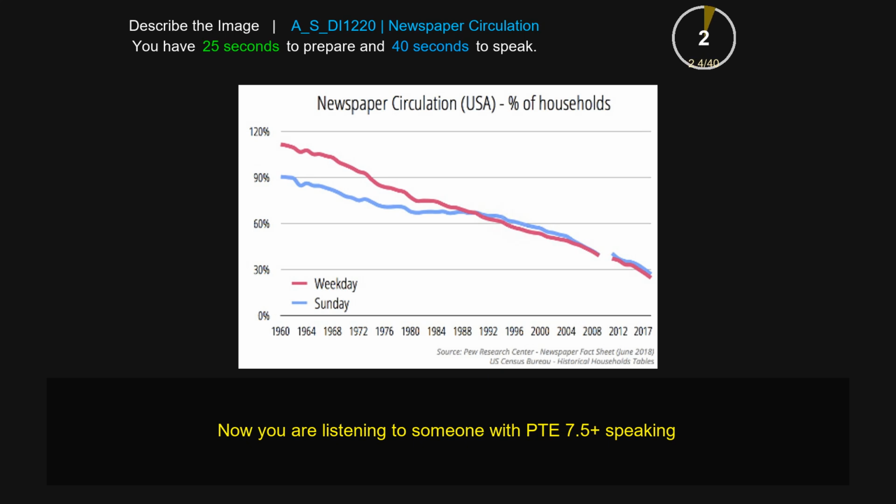The graph gives information about newspaper circulation in USA. Firstly, it indicates a percentage in the y-axis and the years in the x-axis. Furthermore, there are many elements such as 120, 90 and 60. The highest value is 120%, which is for 1960. The lowest value is 30%, which is for 2017. Moreover, there's a downward trend emerging in the graph. Overall, it provides significant facts about newspaper circulation in USA.